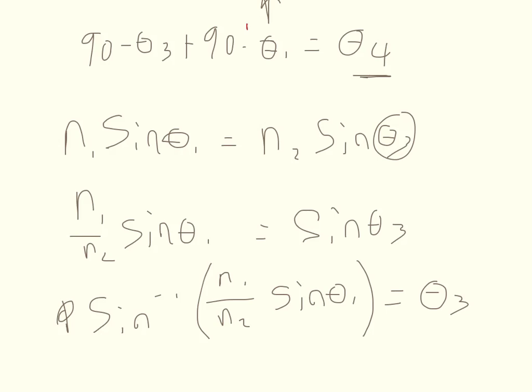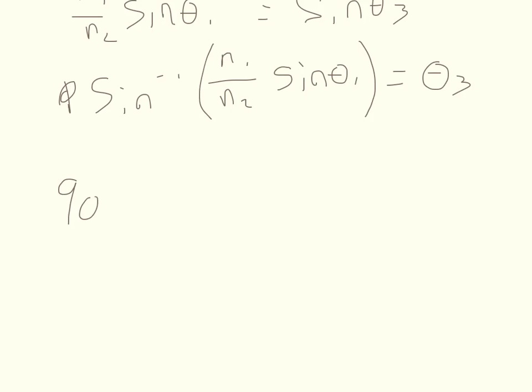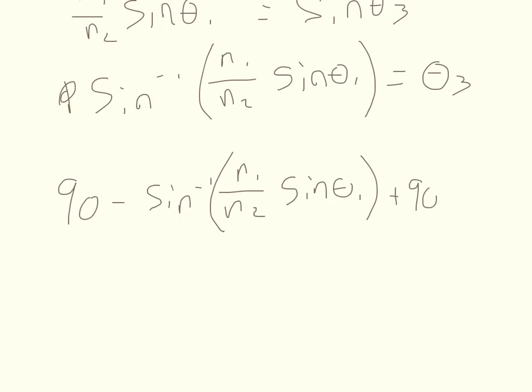And now that I've solved for theta 3, I can take this equation and plug it in right here in theta 3. So I'm going to go ahead and do that. So 90 minus theta 3, which is the inverse sine of n1 over n2 times sine of theta 1, plus 90 minus theta 1 is equal to theta 4.